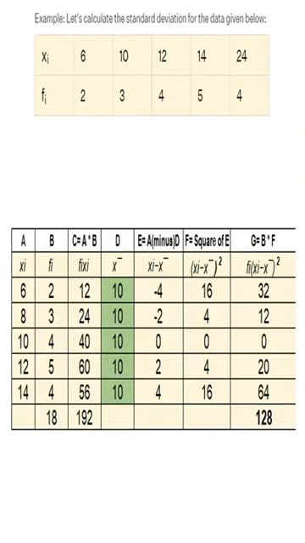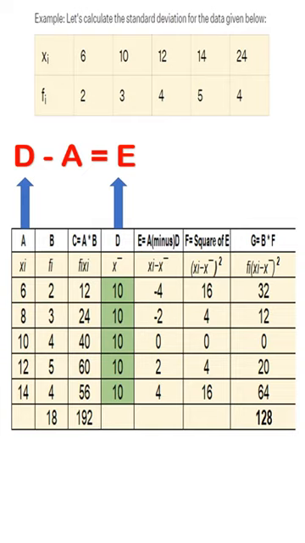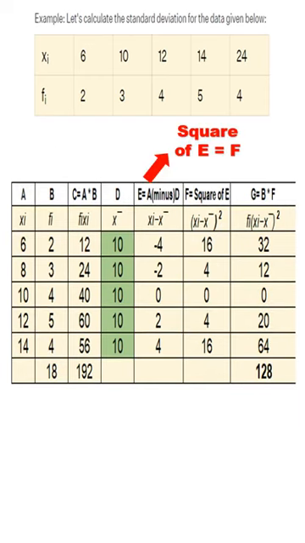Column E is derived by subtracting D from A. You see that the first column minus column D will give minus 4, minus 2, 0, 2 and 4. Column F will give us number of observations minus the mean to the power of 2, which means we need to get the square of column E. We now get the answer as 16, 4, 0, 4 and 16. That is a square output.